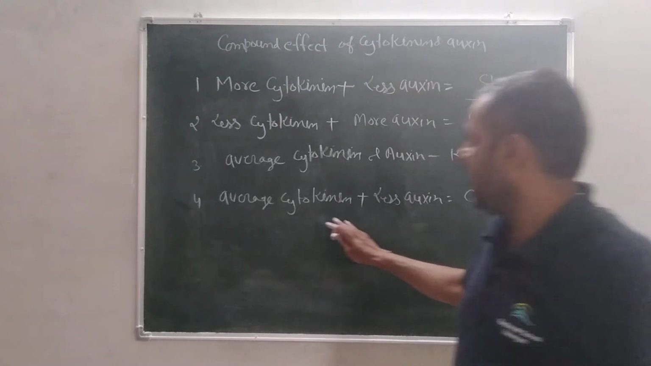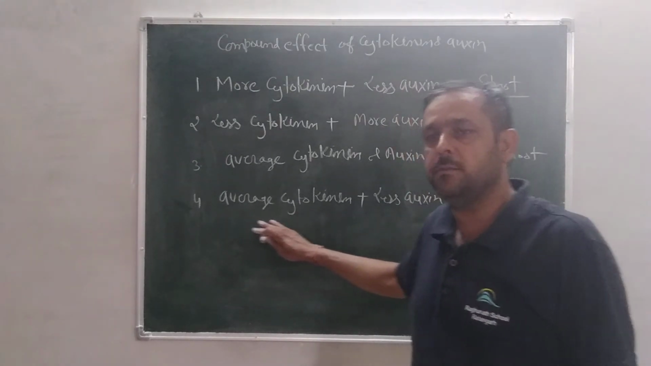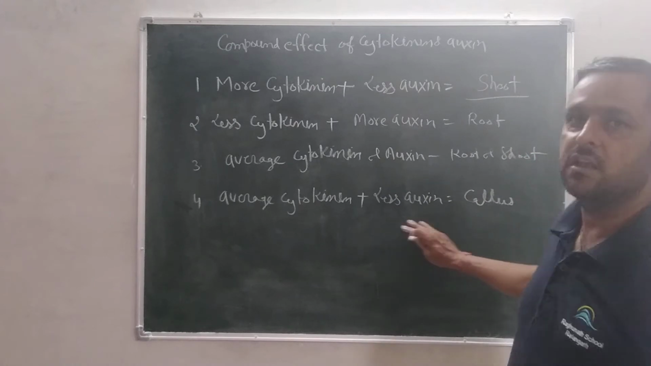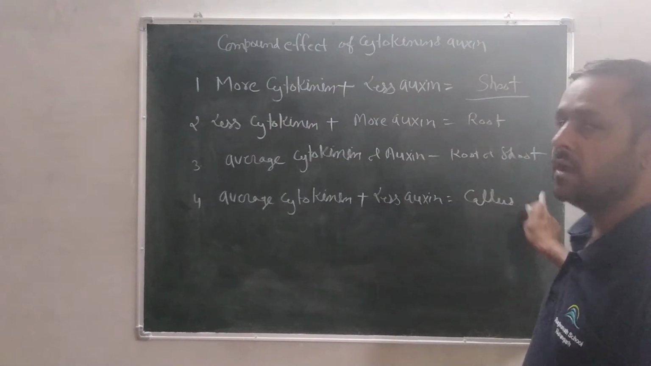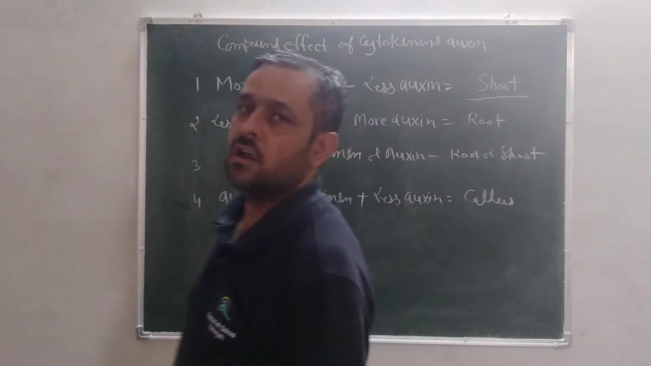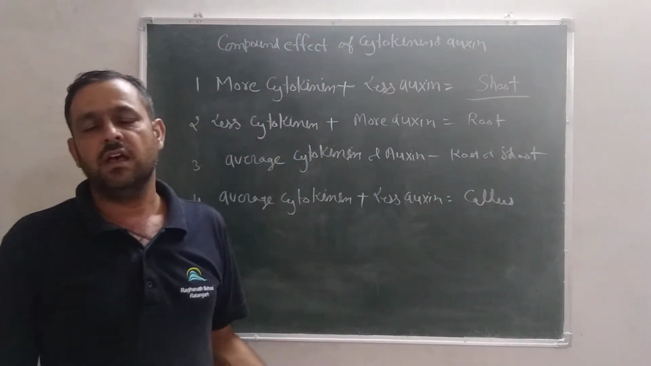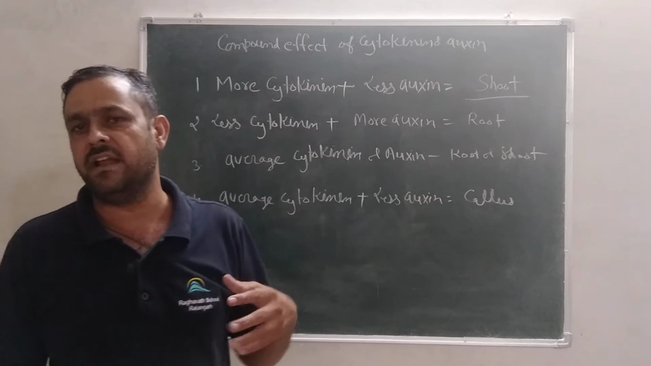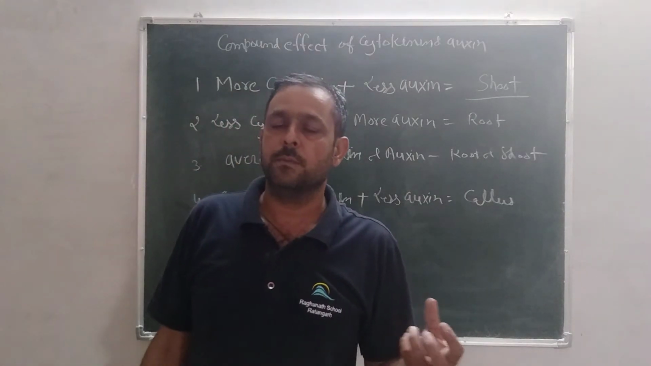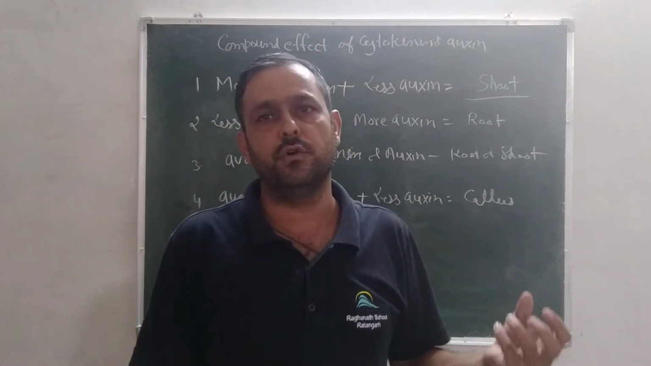If we take an average amount of cytokinin but a lesser amount of auxin, then callus is formed. And what is callus? As you know, callus is a mass of undifferentiated cells, meaning that structure can be made into anything by providing it a different type of nutrient material.